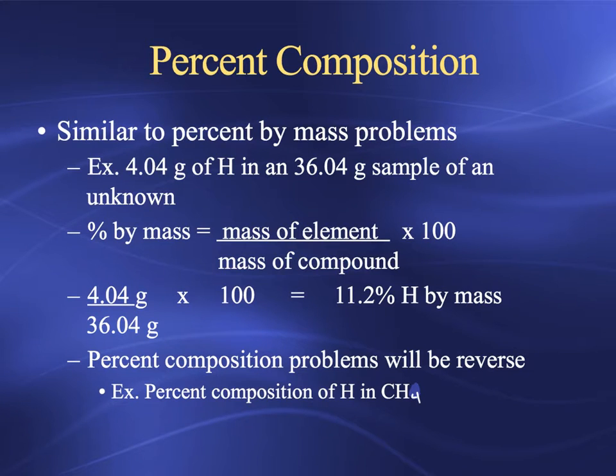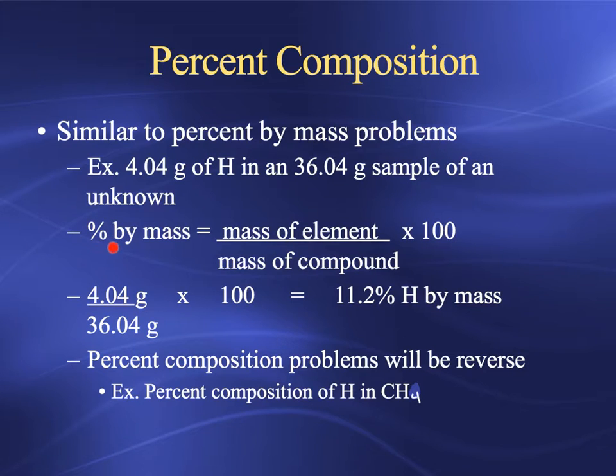Okay, so percent composition problems. These are actually going to be very similar to problems from Unit 2 that were percent by mass problems that most of you did fairly well on. So remember, going back to Unit 2, an example of this would say something like 4.04 grams of hydrogen in a 36.04 gram sample of an unknown compound. What is the percent by mass of hydrogen?